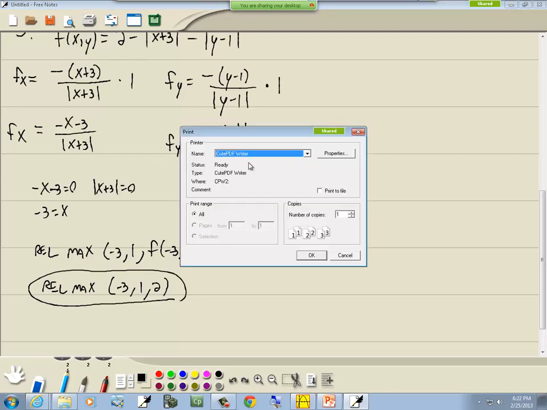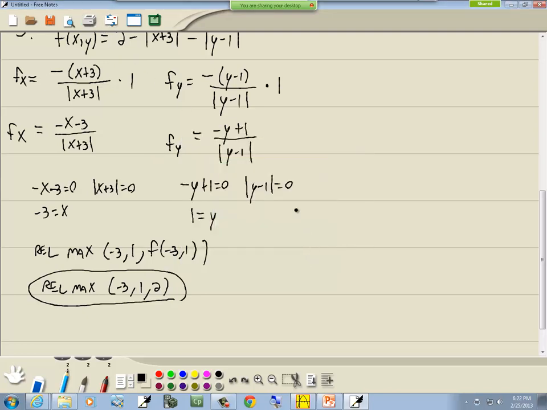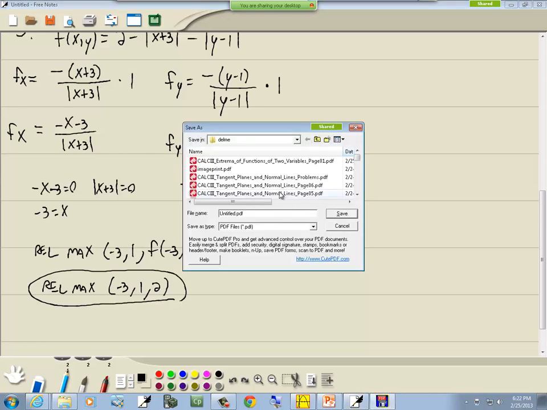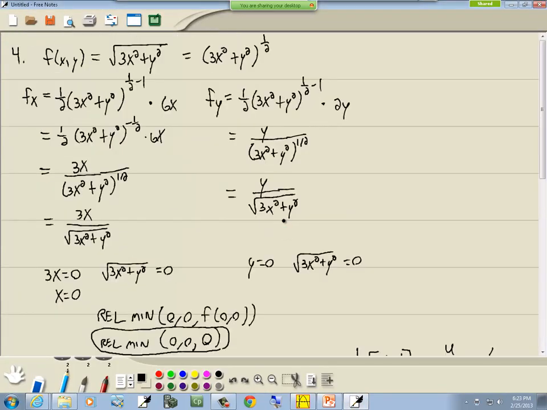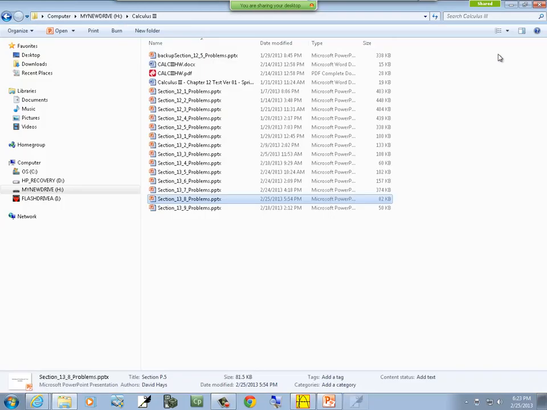Let's save that. Like I say, some of these you can just look at. You don't have to actually go through all the steps.